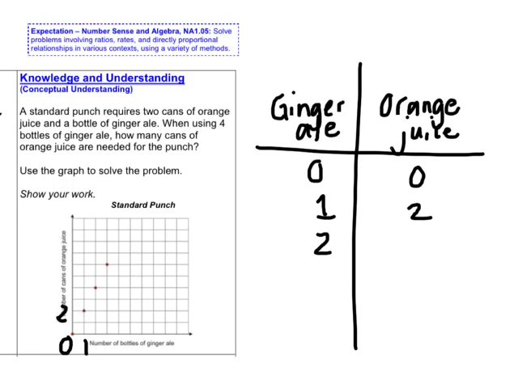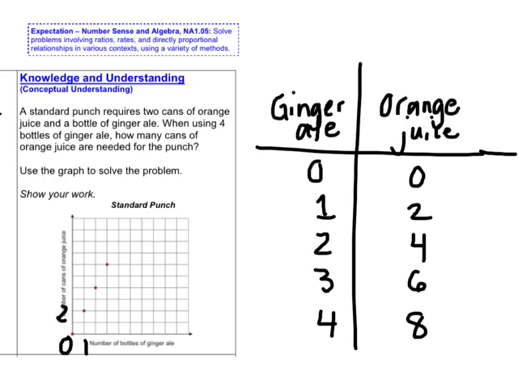2 bottles, we need 4 cans of orange juice. 3 bottles, we need 6 cans of orange juice, and 4 bottles, we need 8 cans of orange juice. This is increasing by the same amount.